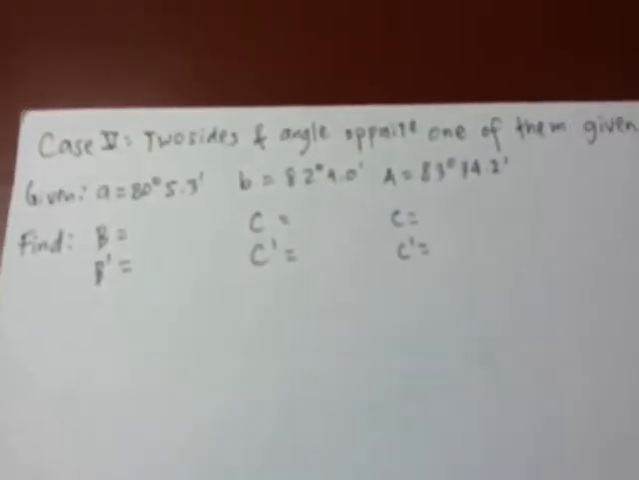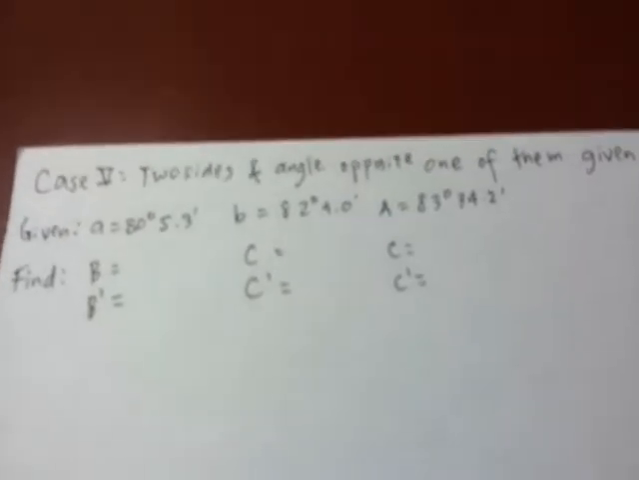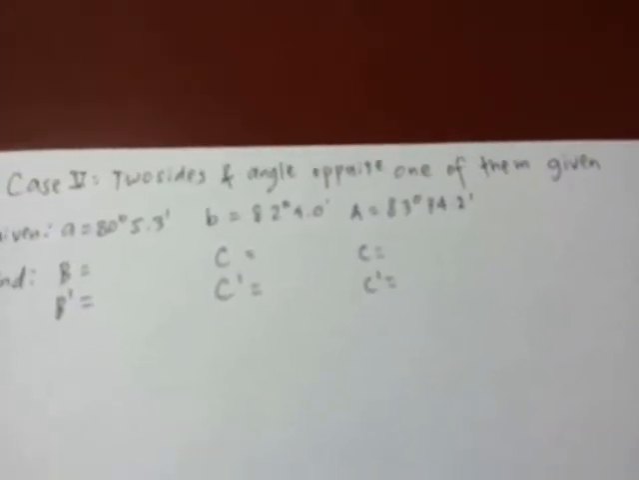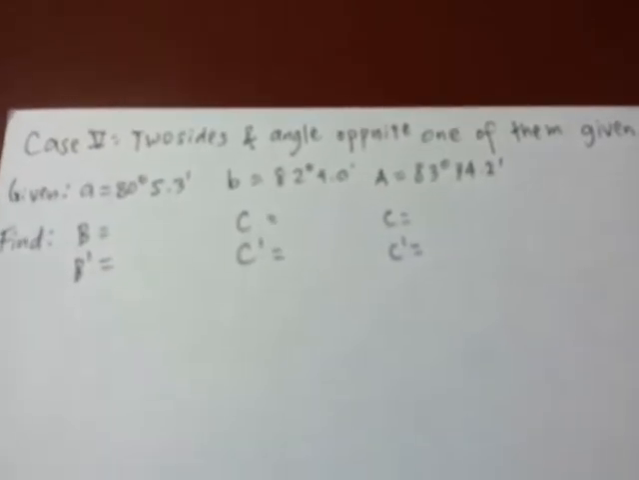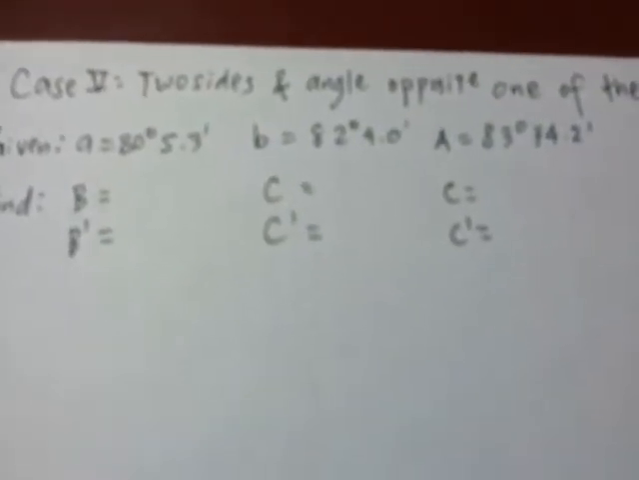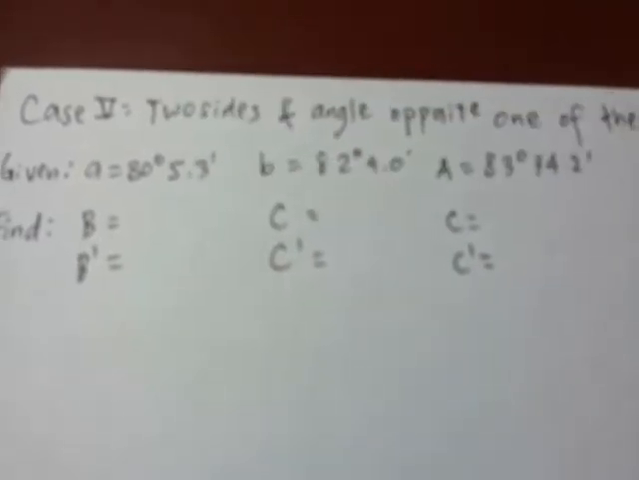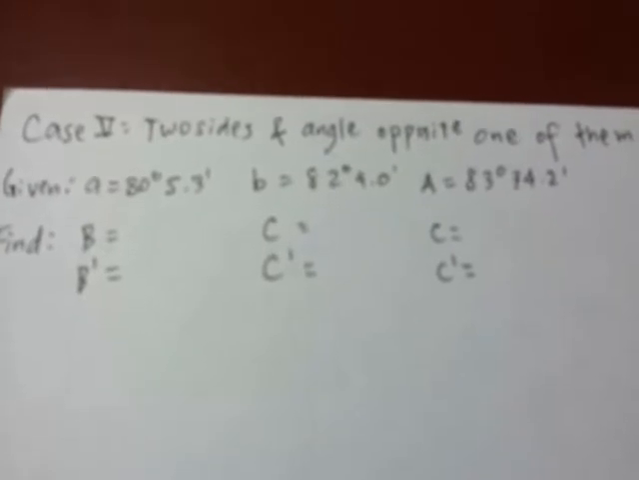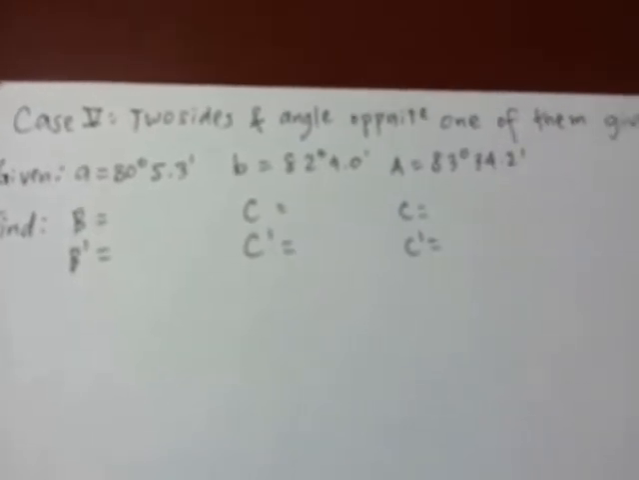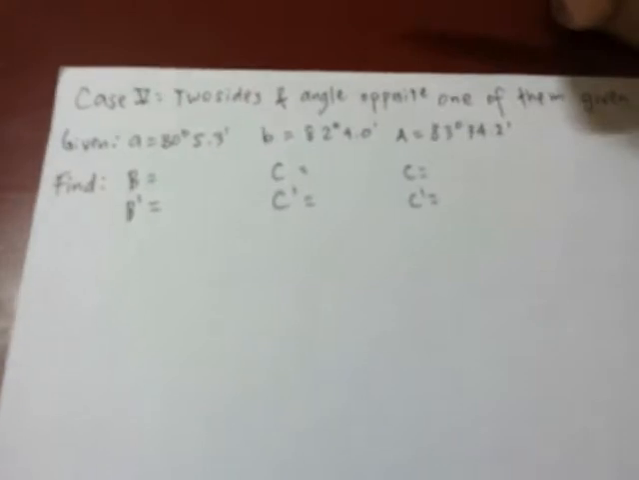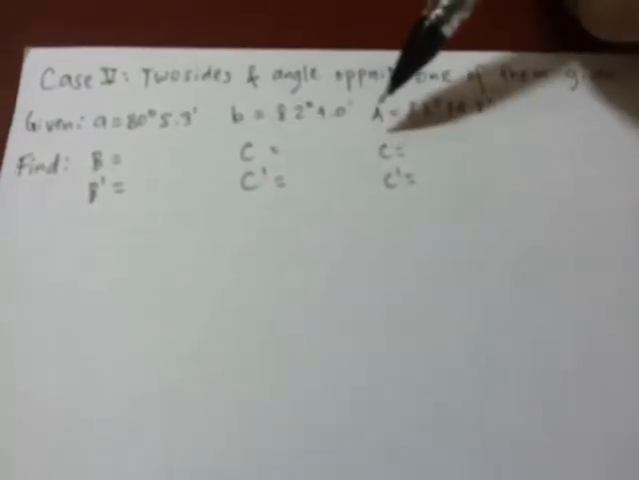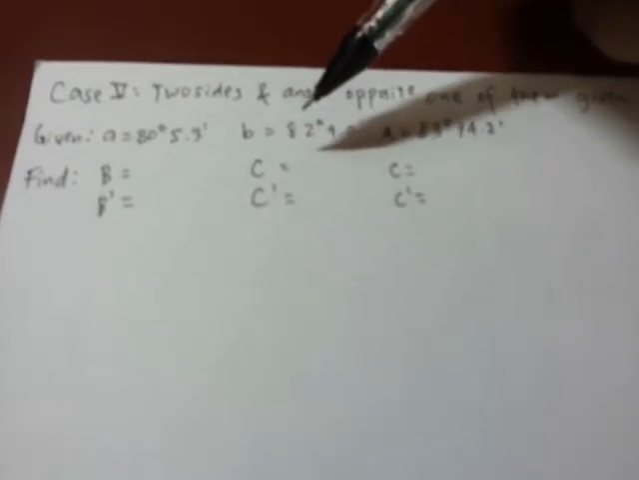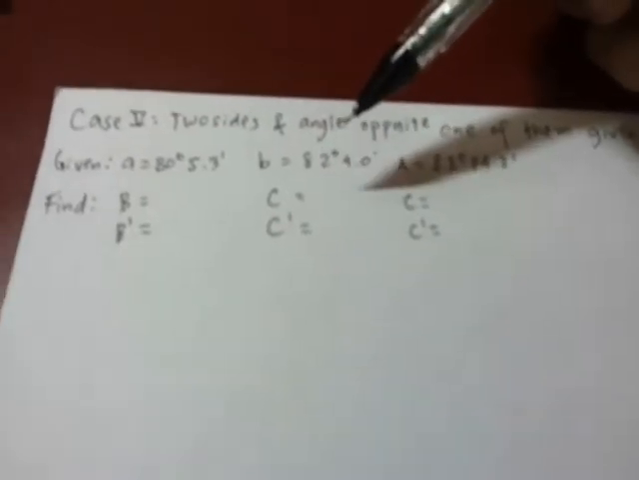Okay, let us try solving case 5. In this case, we are given two sides and the angle opposite one of them. So in this case, we have two sides, a and b, and the angle opposite a. So how do we solve this? First, we use the sine law. So we can get the ratio of the sine of a and the sine of big A equals sine of big B over sine of small b.